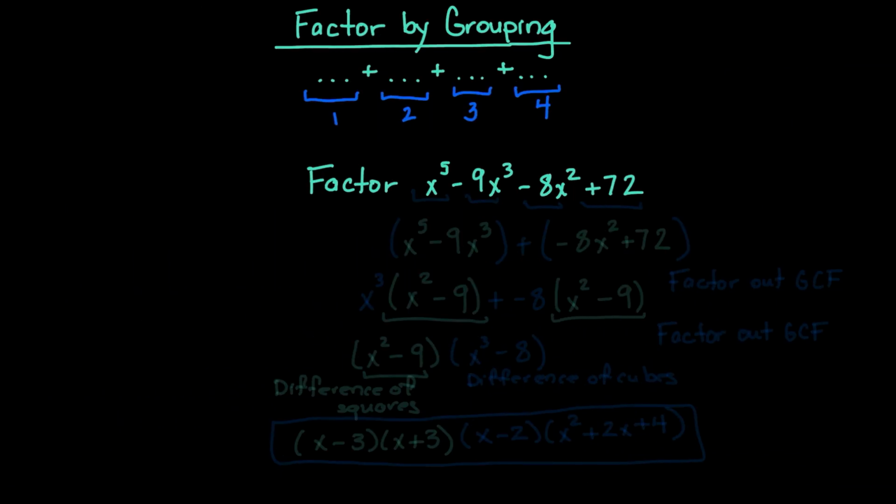Okay, our last example in the factor by grouping series, we have factor x to the 5th minus 9x cubed minus 8x squared plus 72. I don't see a GCF that can be factored out, but I do see that I have 4 terms. I'm going to go ahead and group together the first 2 terms and the last 2 terms.